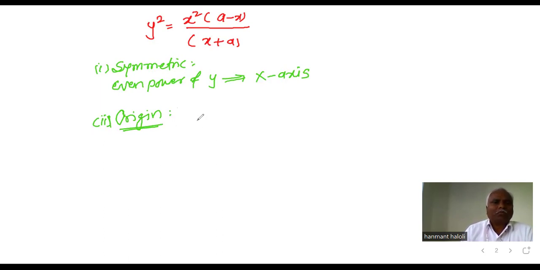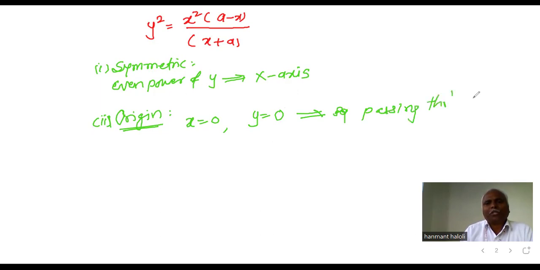Just as I told you, put x equal to 0. Check whether y is getting 0 or not. If y gets 0, then we say that the curve is passing through the origin. Now if x equals 0 here, 0 into something is 0, then 0 upon something is also 0, which means you get y equal to 0. This indicates that the curve is passing through the origin. Similarly, if you put y equal to 0, then x also gets 0. Therefore, again you can identify the curve is passing through the origin.